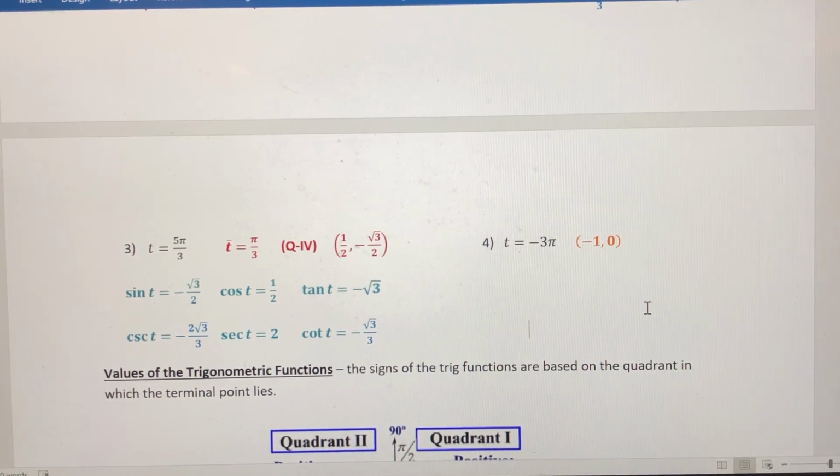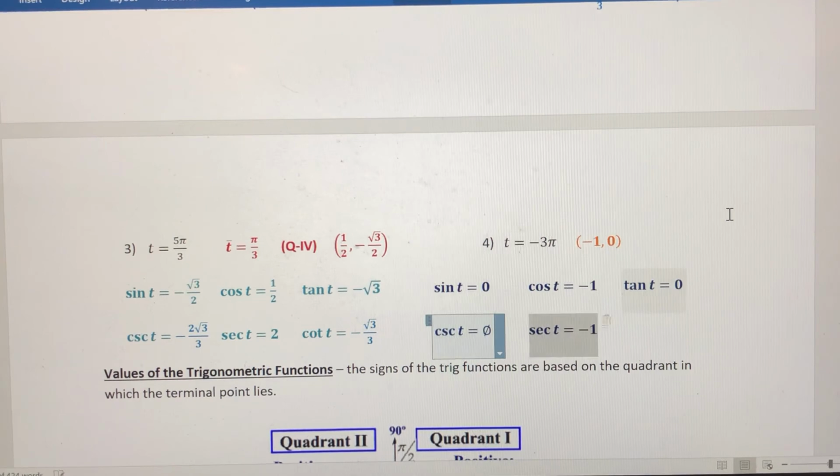So these are a little bit easier to determine. Sine's going to be 0, cosine is going to be negative 1, tangent's going to be 0, okay? Cosecant's going to be undefined. Secant is going to be negative 1 as well. And then cotangent's going to be undefined, okay?